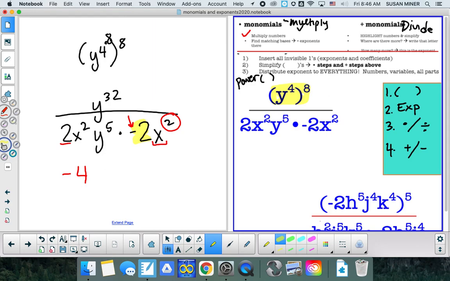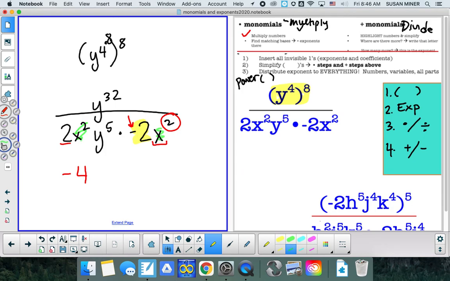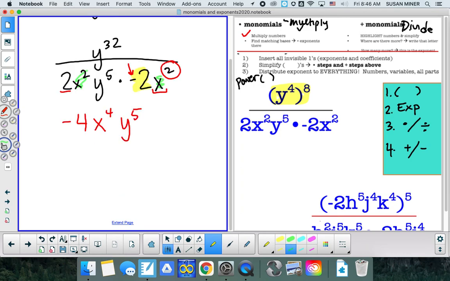So the next thing I want to do is find some matching bases. Here's an x, and add those exponents together. 2 plus 2 is 4. And then I'm just going to leave the y to the 5th because it doesn't have any matching y's on the bottom. So now my problem looks like this. Y to the 32 over negative 4, x to the 4th, y to the 5th.